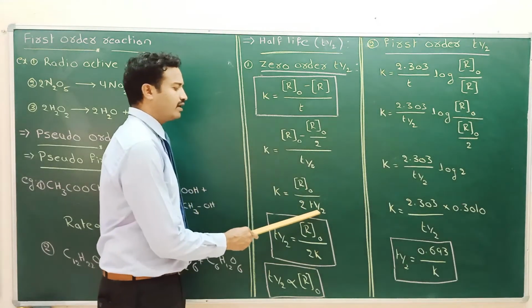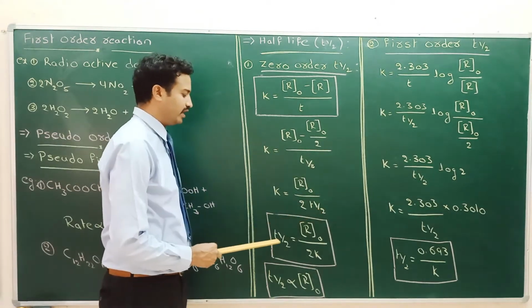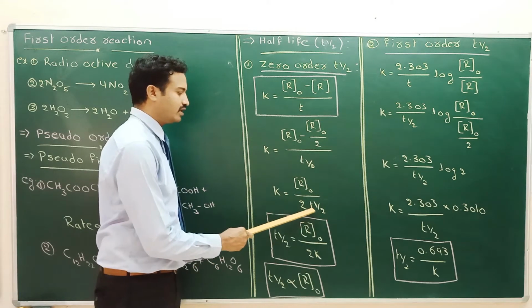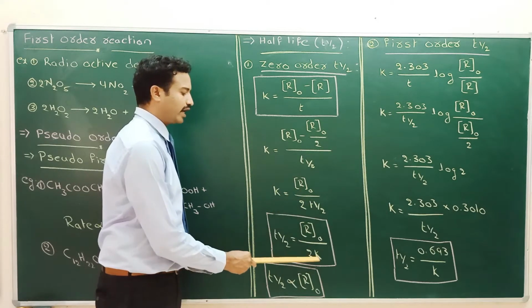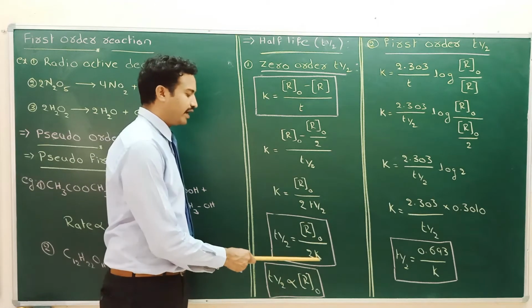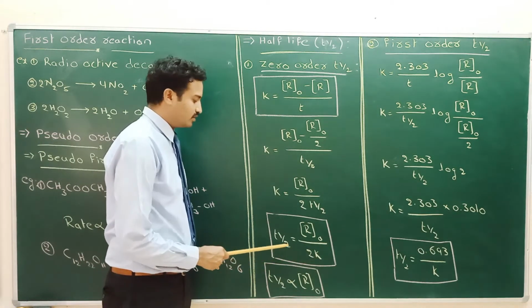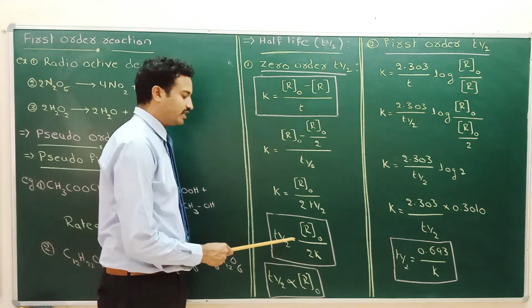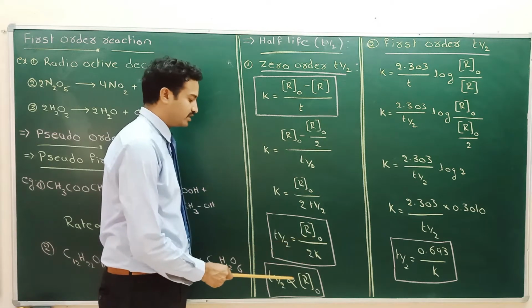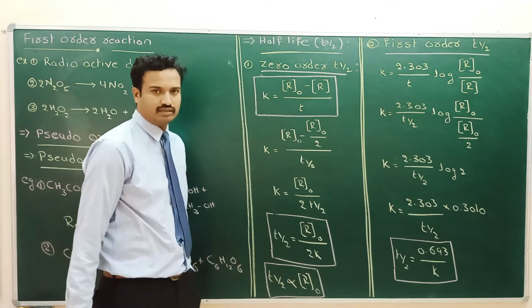Now we need to calculate the equation for t half. t half is equal to, K comes here, R naught by 2K. Here K is a constant, the zero order rate constant. So t half is directly proportional to initial concentration.